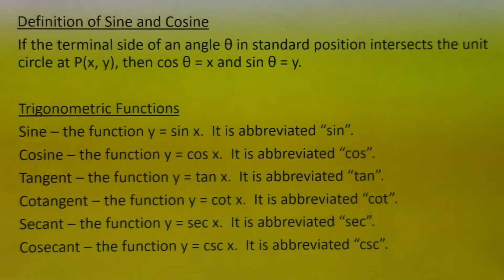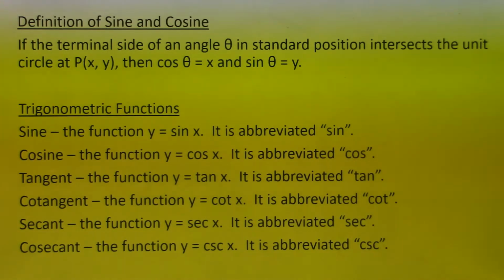Cosine, the function y equals cosine of x. That's how you abbreviate cosine. As it says over there, it is abbreviated cos, but it's not pronounced cos, it's pronounced cosine. It's an abbreviation for it. And tangent, the function y equals tangent of x. It is abbreviated, it looks like the word tan.